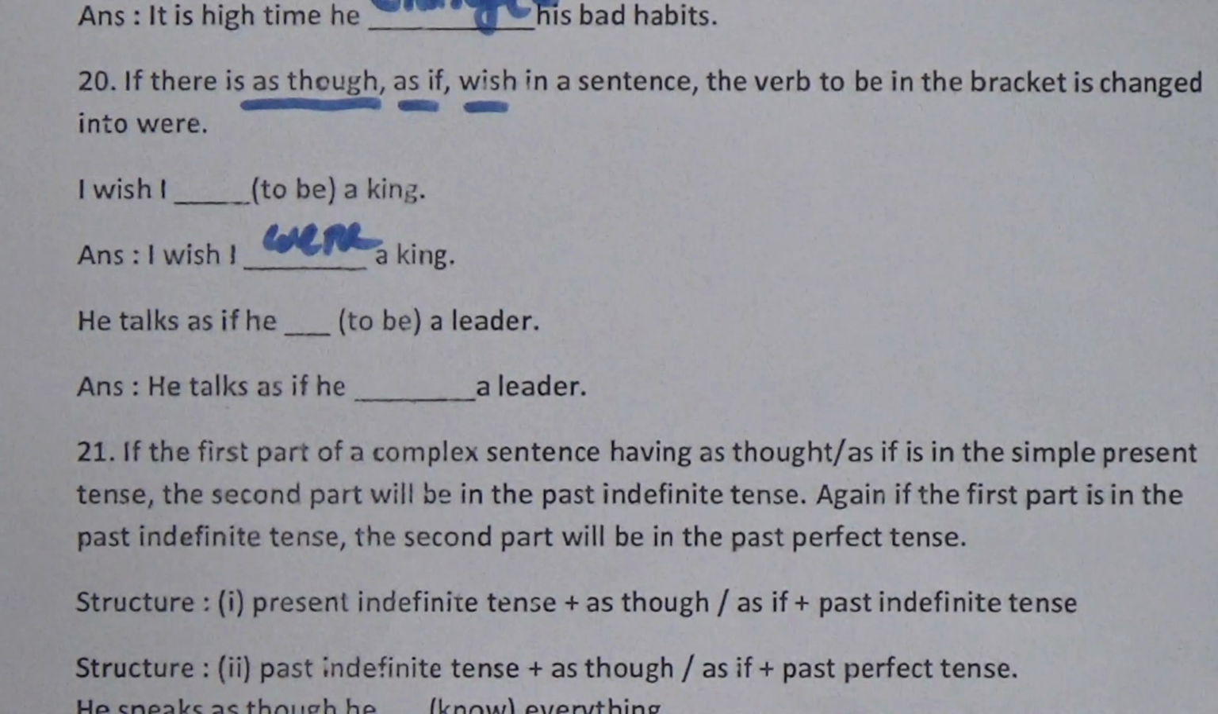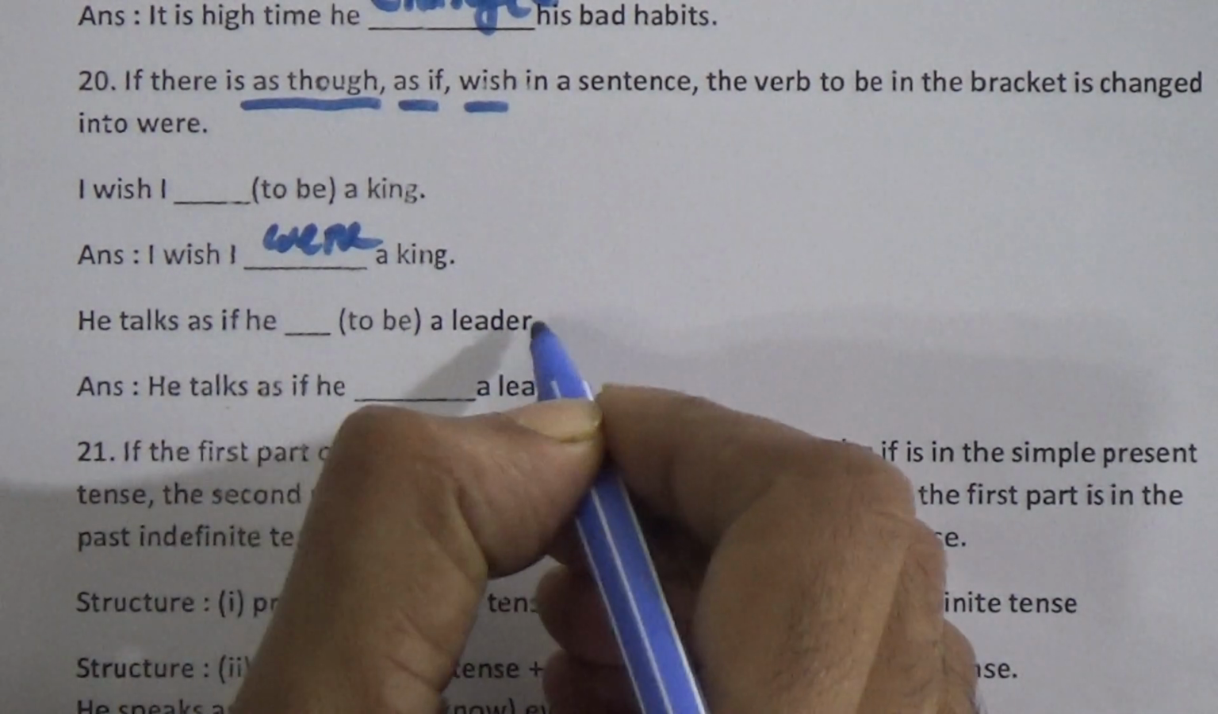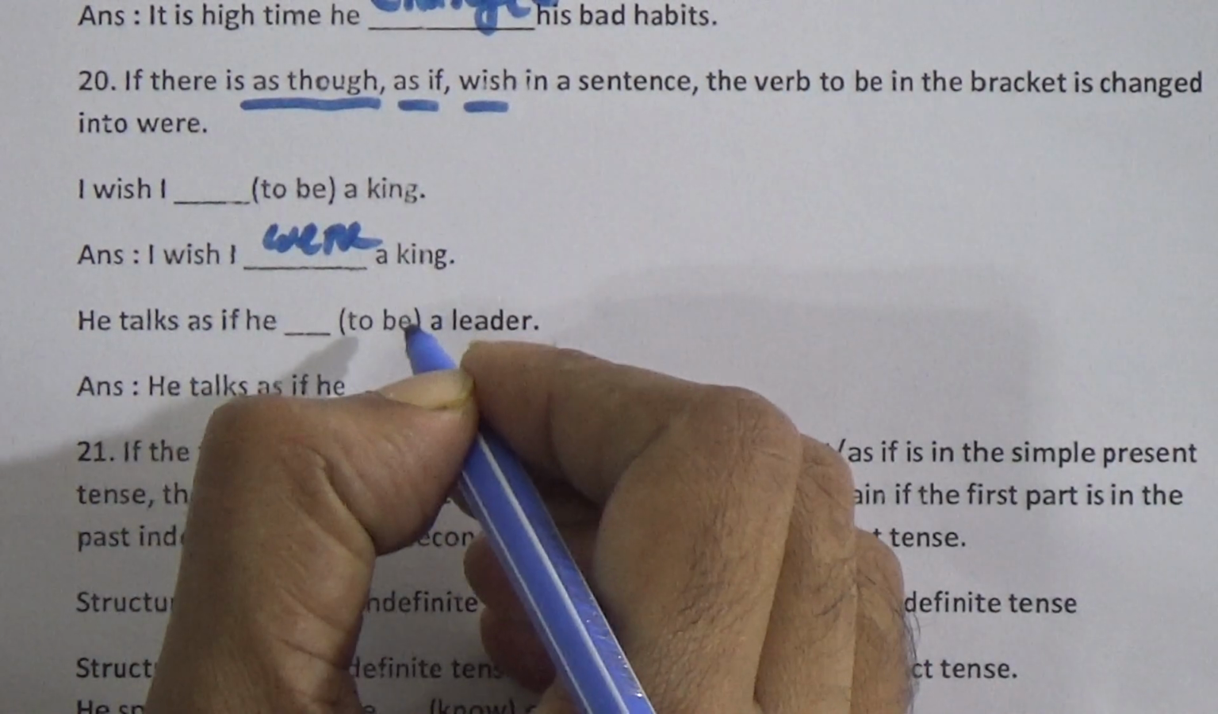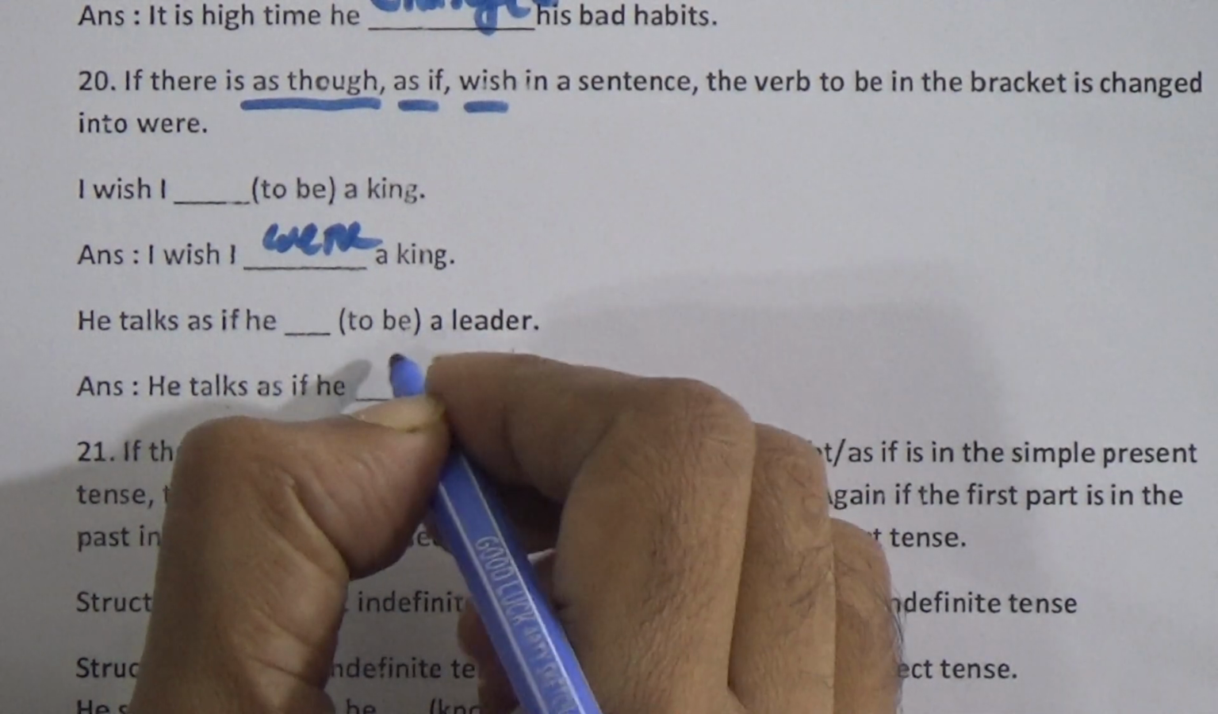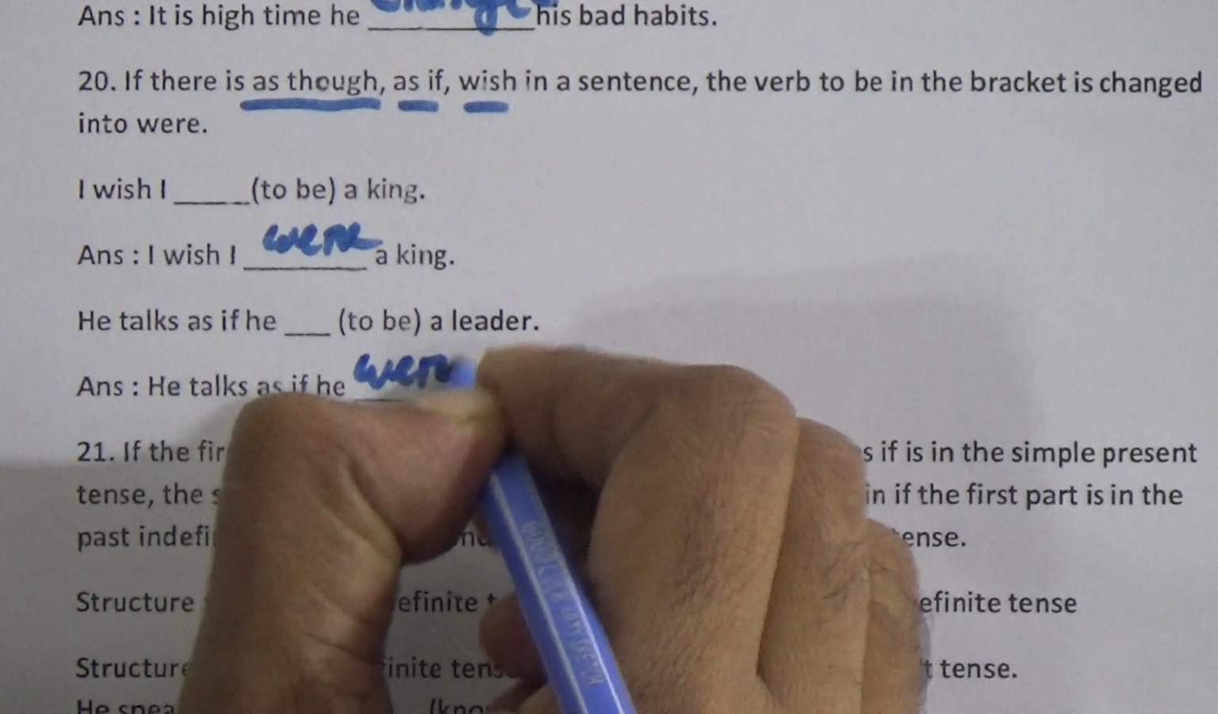But you know that were is never used with the subject I. In present form, we take am after I, and in the past form we write I was. But this is exceptional because these are imaginary sentences. For this reason, we use were. He talks as if he to be a leader. So we will write down here: he talks as if he were a leader.